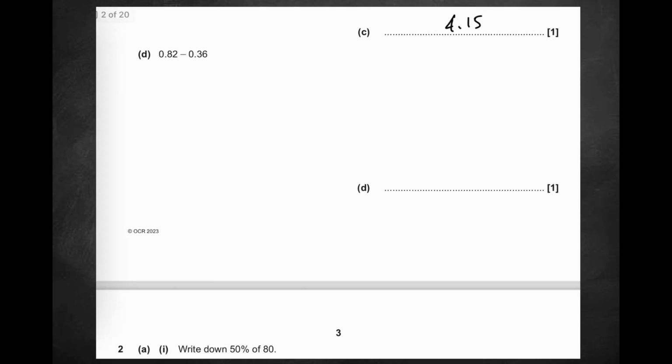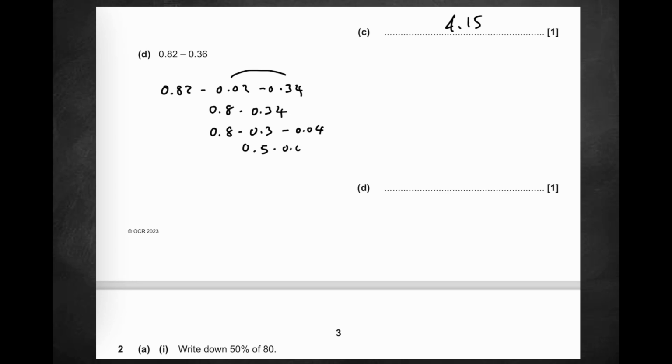Part D, 0.82 minus 0.36. Similarly, I'm going to do 0.82 minus 0.02 to get us down to 0.8 minus 0.34, as these two together combined to 0.36. So that's just going to be 0.8 minus 0.34, which is the same as saying 0.8 minus 0.3 minus 0.04, which is just 0.5 minus 0.04, which is just 0.46.